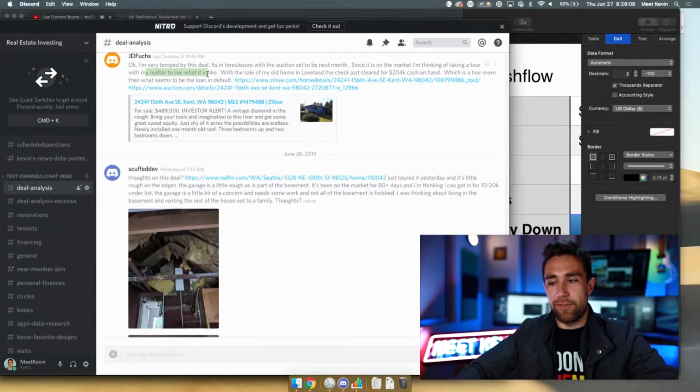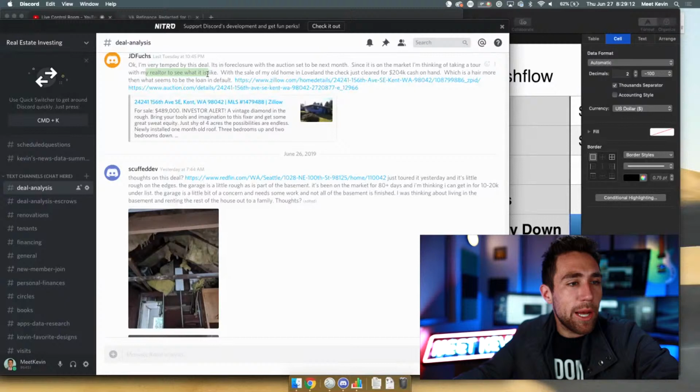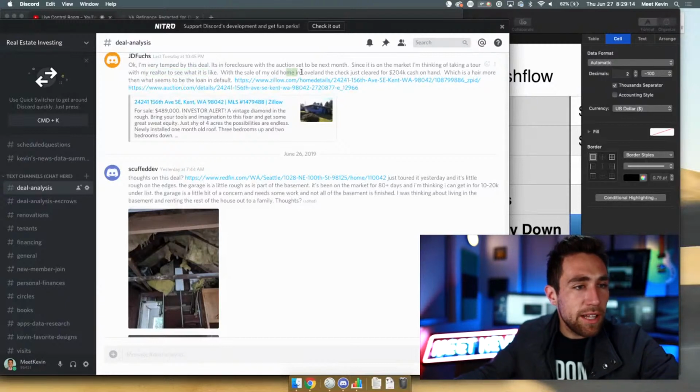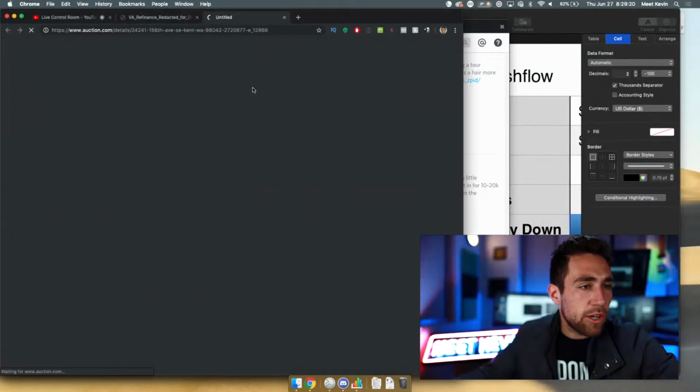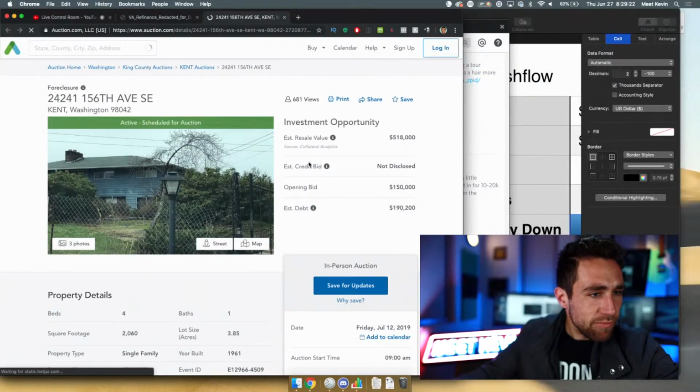Always tour this stuff because that way, when it sells, you get to see what somebody else did if you didn't buy it. With the sale of my old home in Loveland, I just checked, cleared 204K cash on hand, which is a hair more than what it seems to be the loan on default for. Okay, so let's see what you got.